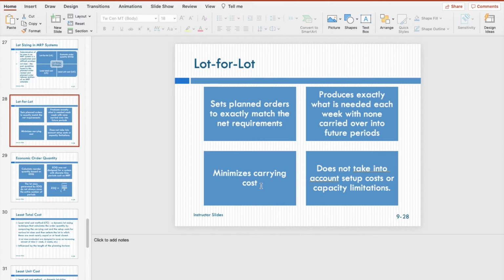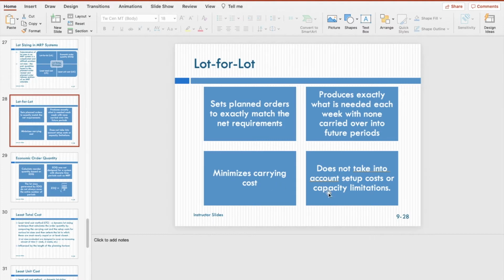Because each time you only order the amount that you need. But since each time you need to rent a new truck to transport that new amount from the factory back to your warehouse, your setup cost or ordering cost can be high. So that's why the characteristic of the lot-for-lot technique is minimizing the carrying cost. But on the other hand, what I'm not showing here is that the setup cost or ordering cost for the lot-for-lot technique will be high.